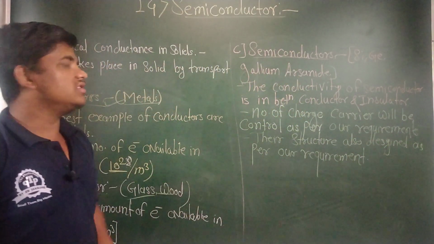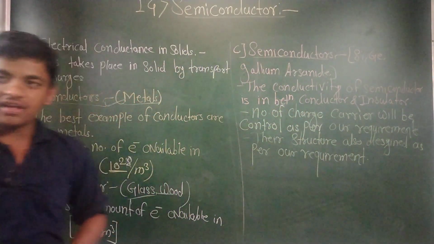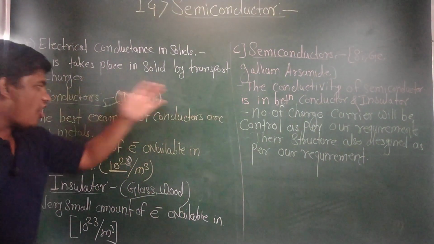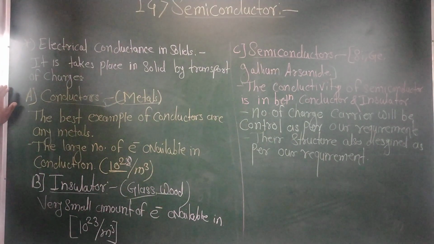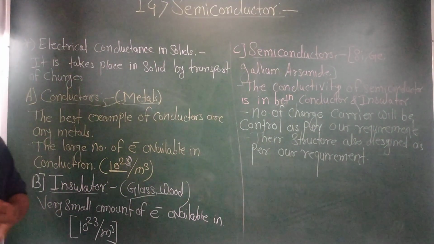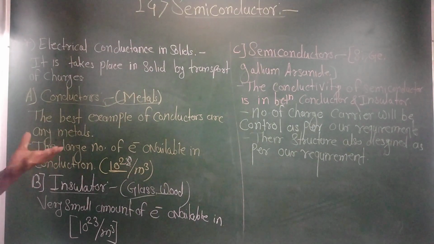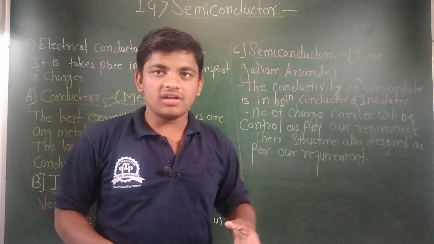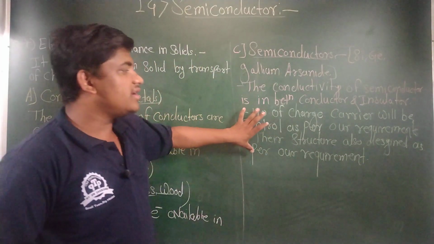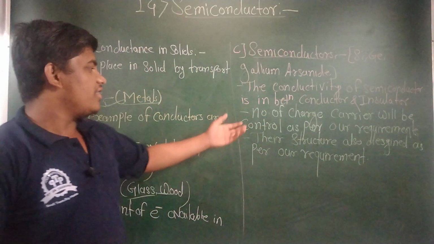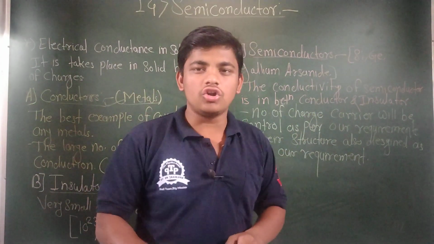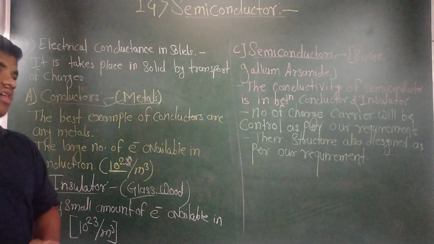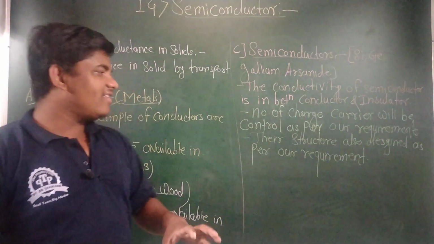This is all about semiconductors, insulators and conductors. This is the electrical conductance in a solid. These are all solids, and electrical conductance takes place in a solid due to the transport of charges. Why we use semiconductors is the main thing discussed in these lectures: the number of charge carriers will be controlled indirectly. We control the conductivity of the semiconductors and design it as per our requirement.